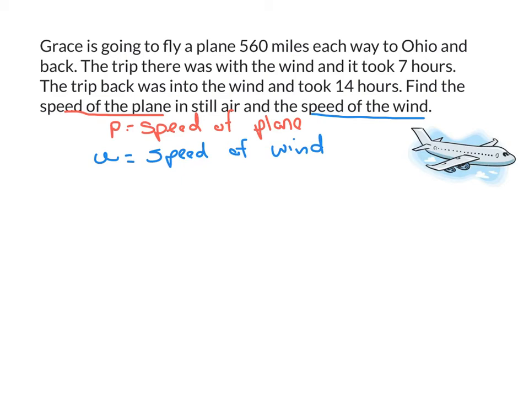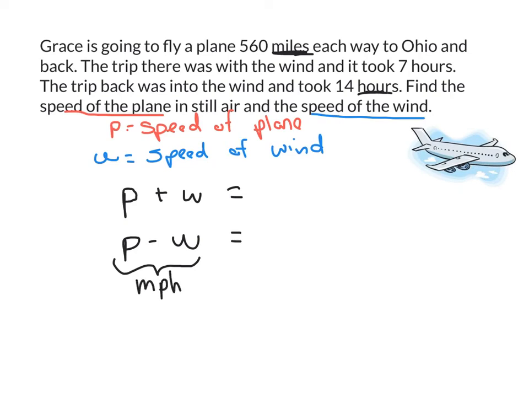So if we take our plane and we know we're traveling with the wind, our speed will be our plane speed plus our wind speed. And if we're going against the wind, we'll be subtracting that. Now, identifying what each of these equations are equal to, it might be easy to think about what units of measure these are. If we look at the units that are given to us, we have miles, we have hours. So this is in miles per hour. So whatever we have over here also has to be in miles per hour.